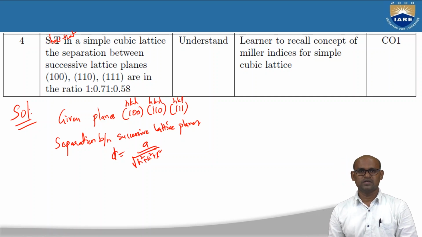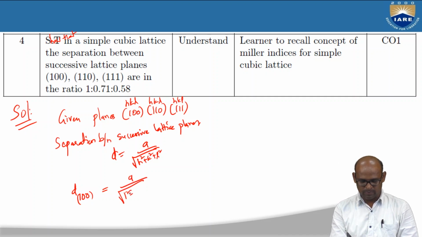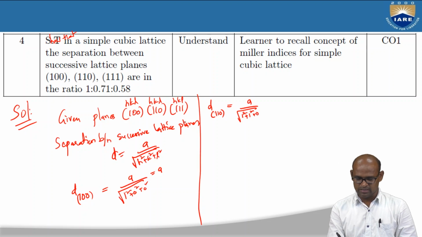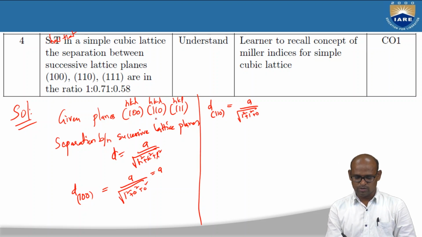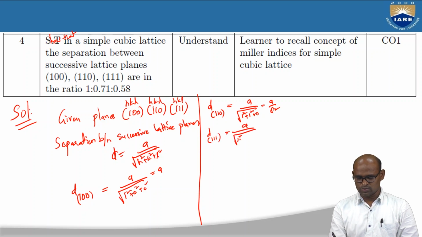So first we need to find out this separation for the first plane. So that is d100. For this plane, a by square root of 1 square plus 0 square plus 0 square. So that is a. And next plane, d110. We need to calculate a by square root of 1 square plus 1 square plus 0. So this is hkl, right? For the 110 plane, h is 1, k is 1, and l is 0. So that is a by square root 2. For the 111 plane, that is a by square root of 1 square plus 1 square plus 1 square, so that is a by square root 3.